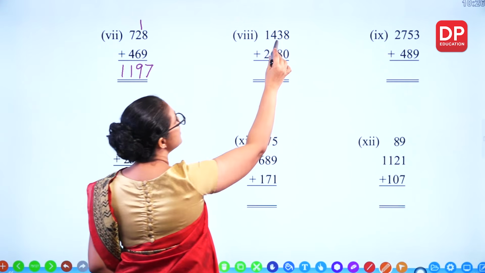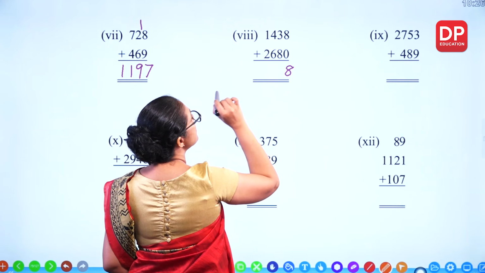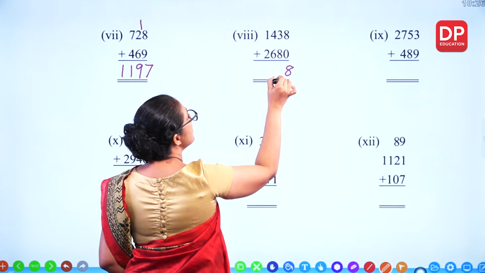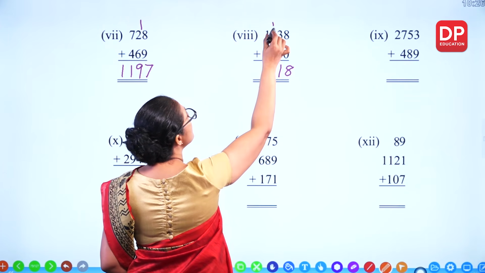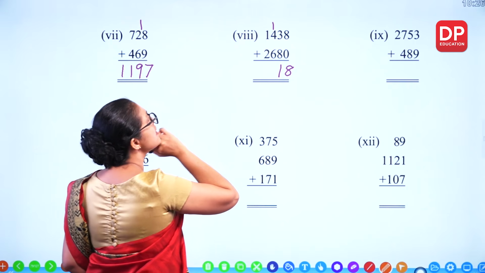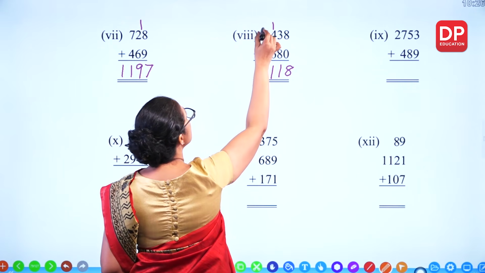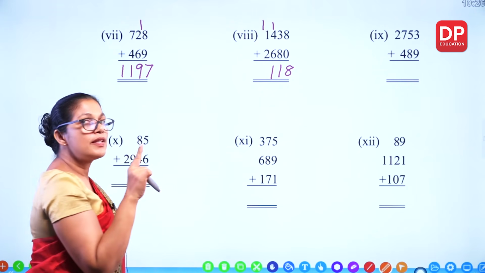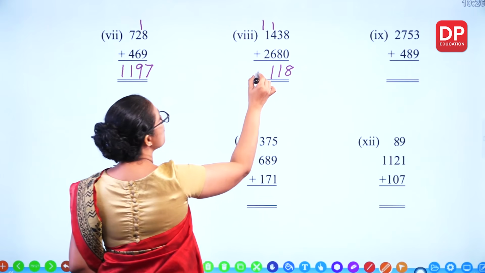This one, add 8 plus 0, 8. 8 plus 3, 11. 1 you take there. 6 plus 4, 10. 10 plus 1, 11. And take 1. 2 plus 1, 3. 3 plus 1, 4.